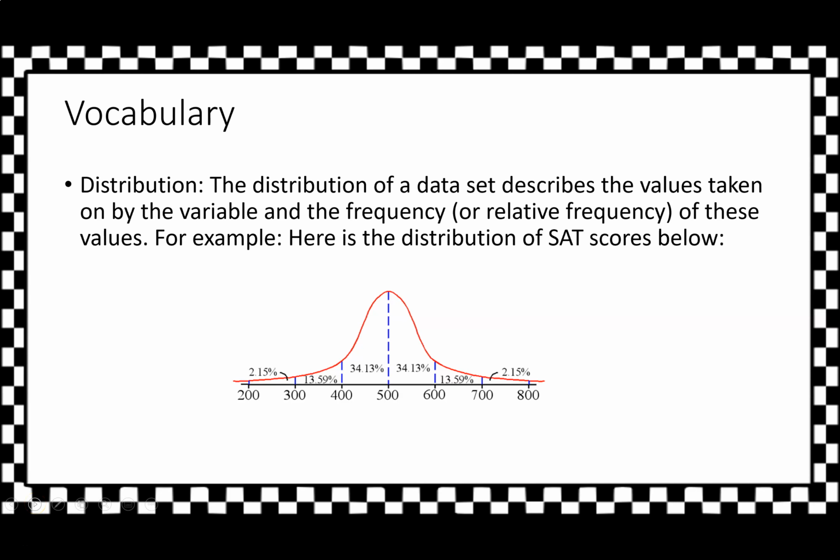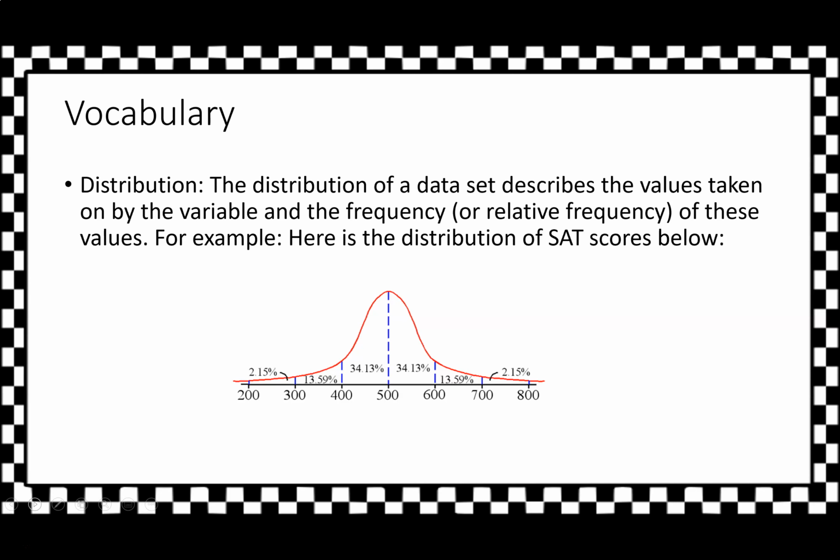Let's talk about some vocabulary here. What is distribution? Distribution of a data set describes the values taken on by the variable and the frequency or the relative frequency of these values. For example, here is the distribution of SAT scores below.